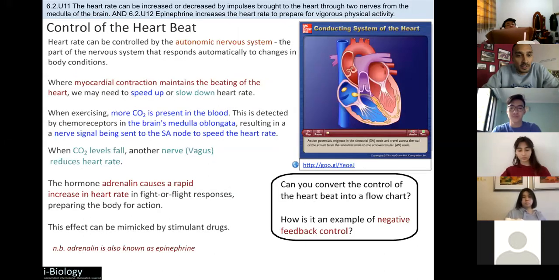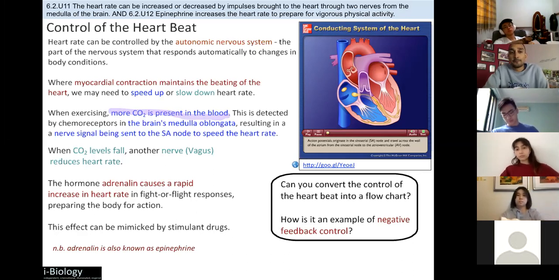So that's one option. One of the conditions where this happens is when you are doing physical activity or exercising, right? Your cells are respiring and you're producing a lot of CO2. What does CO2 do? CO2 drops your blood pH.